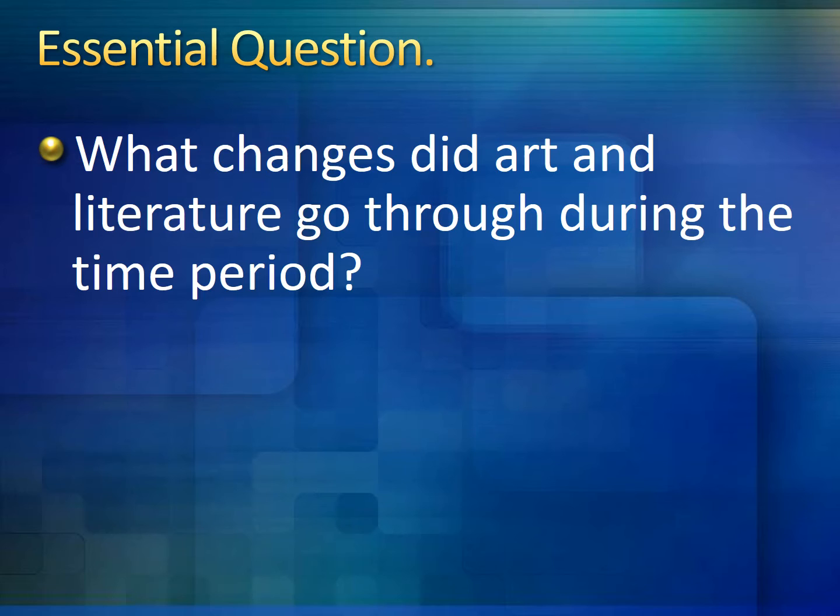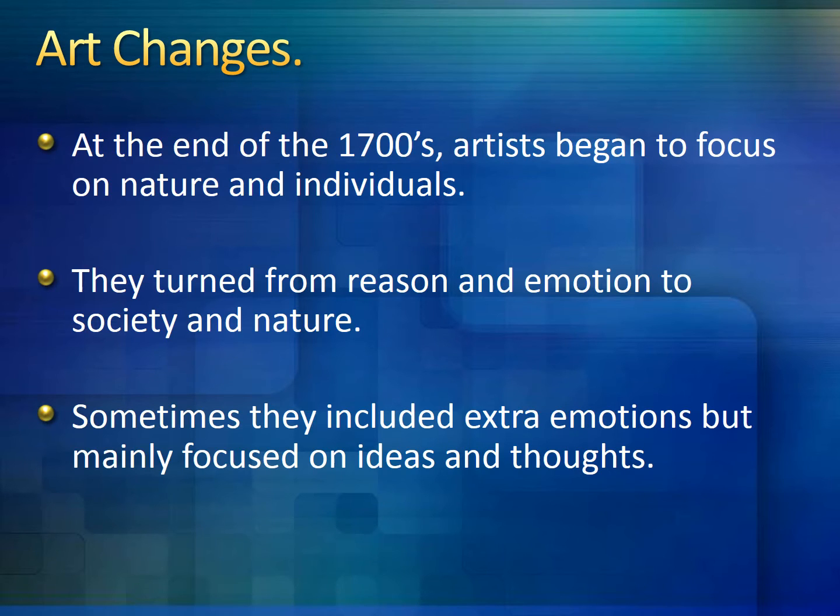So our essential question: what changes did art and literature go through during the time period? Okay, so art changes. At the end of the 1700s, artists began to focus on nature and individuals. Remember, during the Enlightenment, what art was like and what music was focused on. During this time period, they're going to turn from reason and emotion, like artists were focusing on during the Enlightenment, to more of a society and nature type perspective. Now, sometimes they included extra emotions, but mainly they focused on ideas and thoughts.